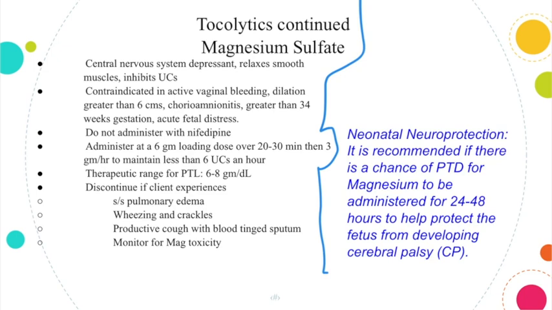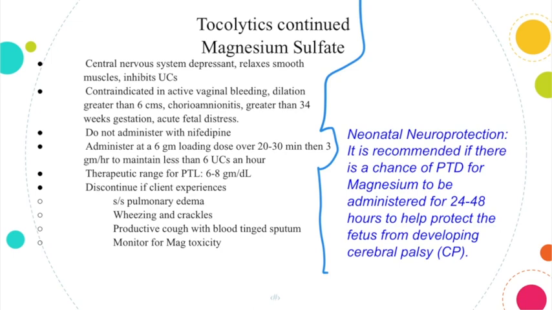So when don't we give it? If we have active vaginal bleeding happening, let's figure out why we have vaginal bleeding instead of just giving them mag. If our dilation is greater than 6 centimeters, chances are good no matter what we do, it's not stopping. That's advanced dilation, and we really can't do much about it at that point. If we have an infection, which is chorioamnionitis, typically greater than 34 weeks gestation, they're not going to give it, or acute fetal distress, because this is going to stress the baby out. So we're not going to give it if it's already stressed out.